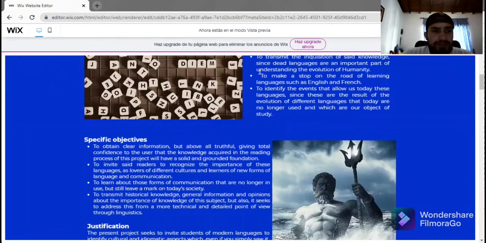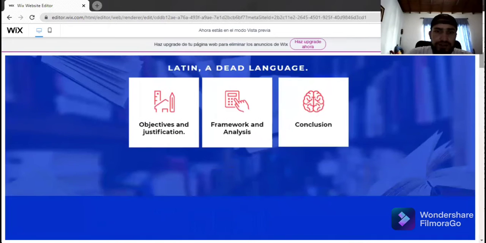Okay, hello everyone. My colleague and I are going to explain a little about our website for the final project. We created this final project in the Wix app, and we can find these three buttons.